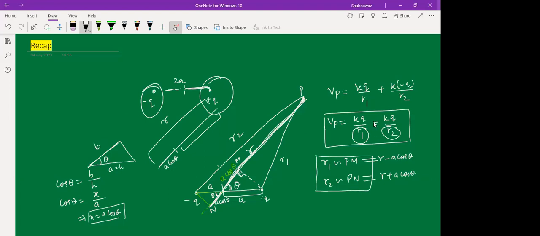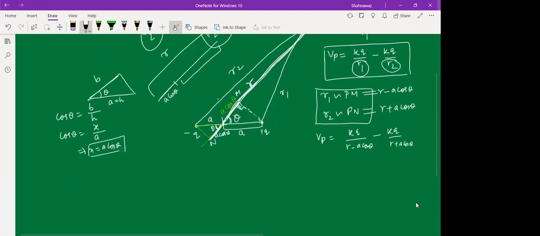Now we just plug in these values, right? So VP would be KQ by R minus A cos theta, and minus KQ by R plus A cos theta. Okay, so we just plug in the values. We take the LCM, this becomes A minus B, A plus B. A minus B, A plus B is how much?